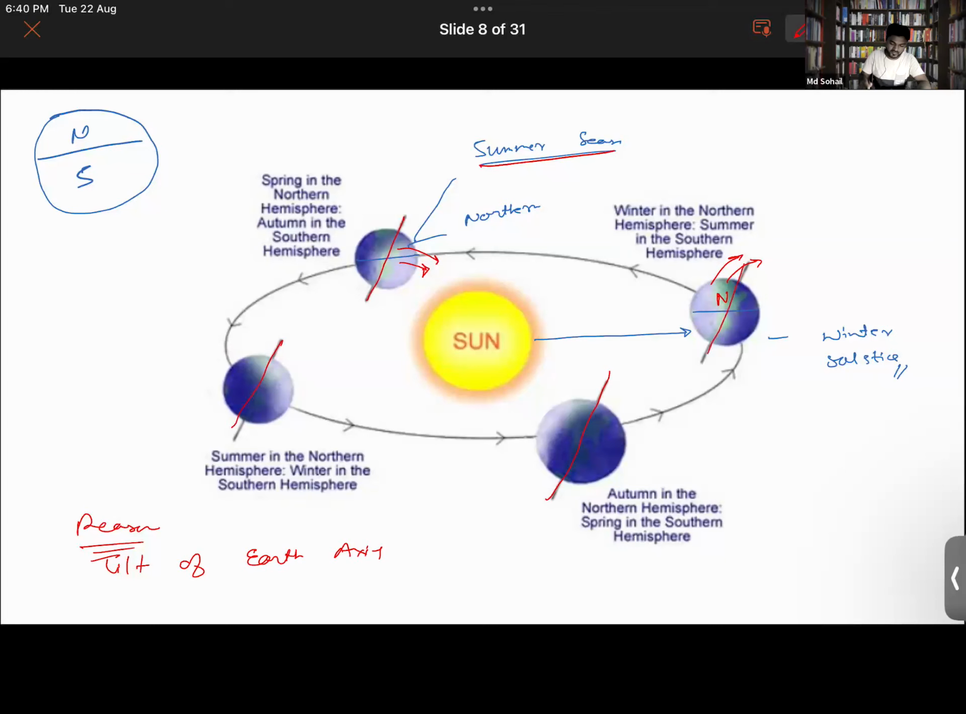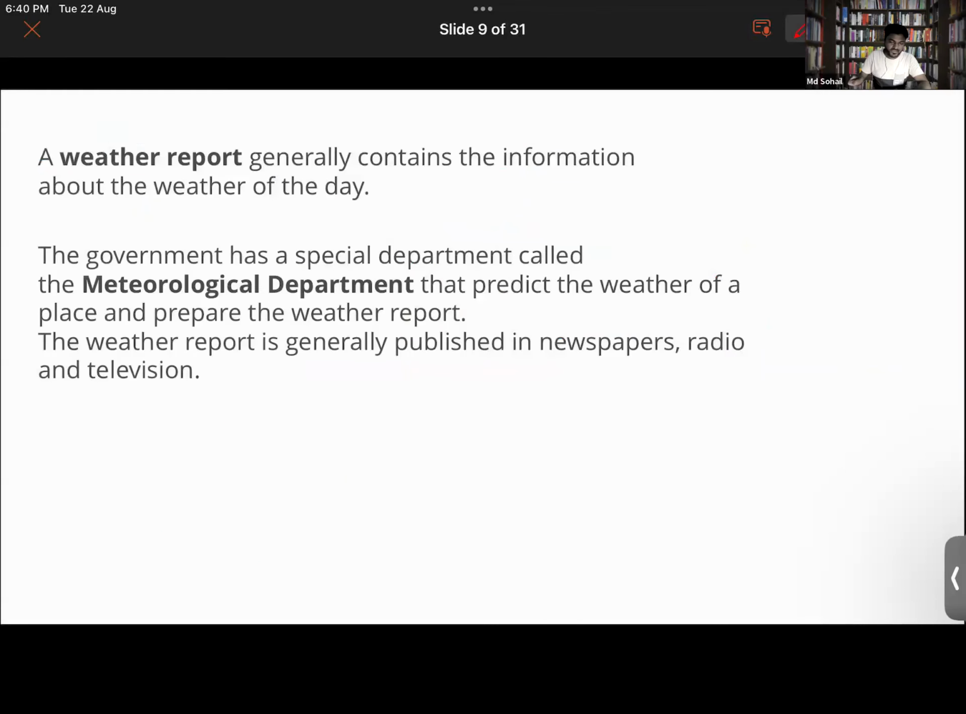Okay. Now, you must have heard of this term, weather reports. What are weather reports? We get to see them on the news, or we can have access on our smartphones as well. They generally contain information about the day-to-day weather. The government also has a special department to study the day-to-day varying weather, called the meteorological department, and the work of this department is basically to predict the weather of a place and prepare the weather report.